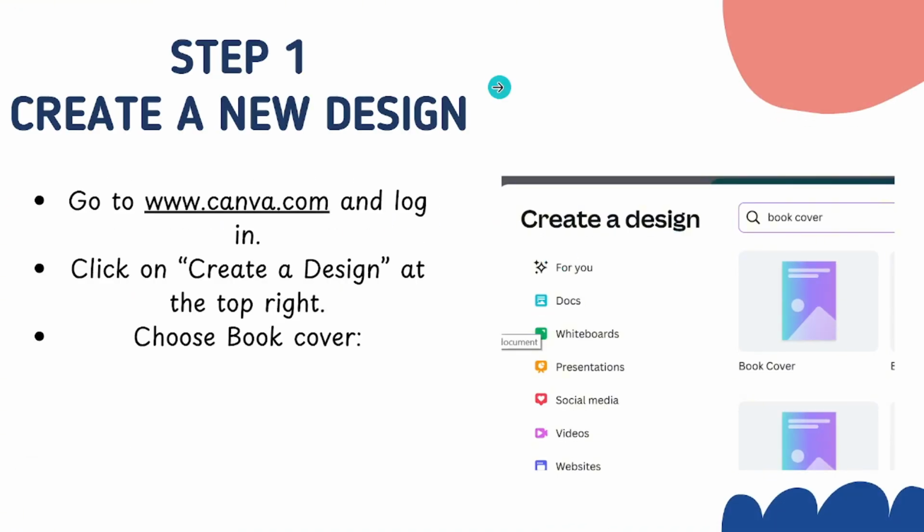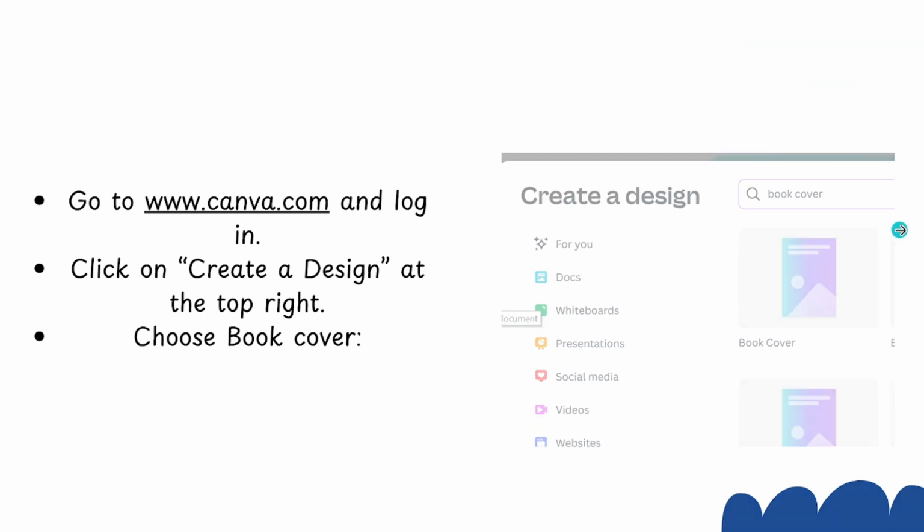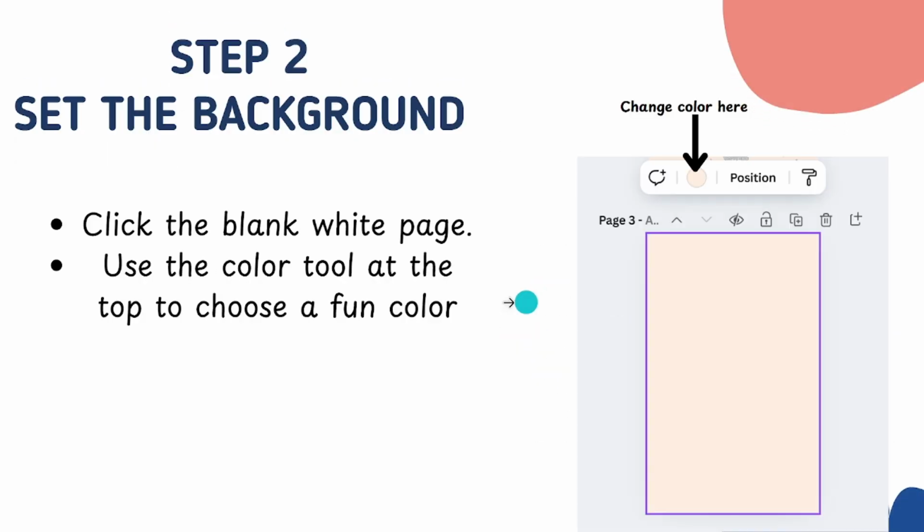Our step one will always be to create a new design. How will you do that? By opening our Canva, clicking on create a design at the top right and choosing book cover. The document size we will use for this design is book cover, this one right here. You just need to search book cover, see it, and click on this particular one.